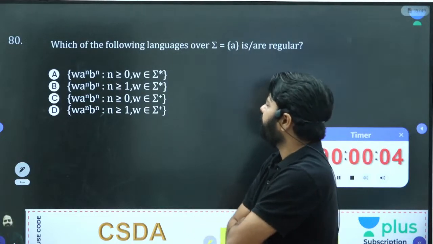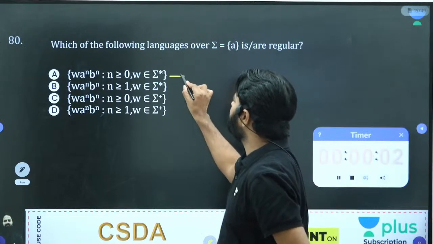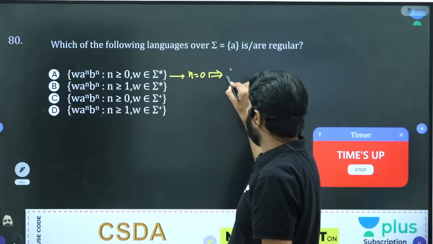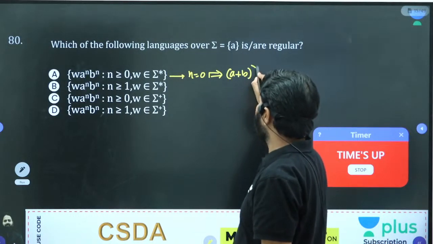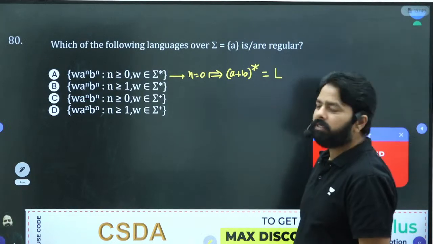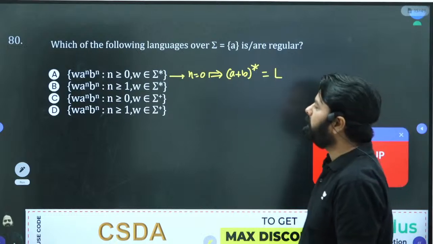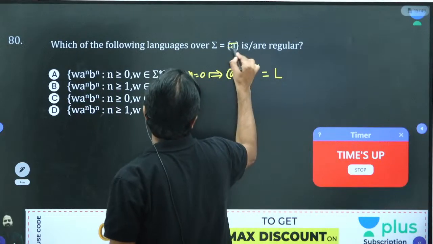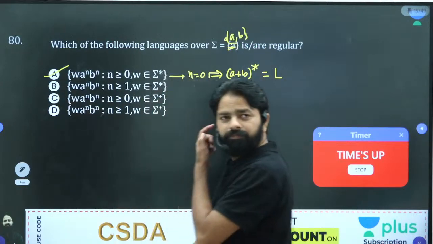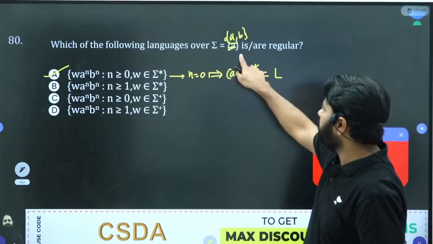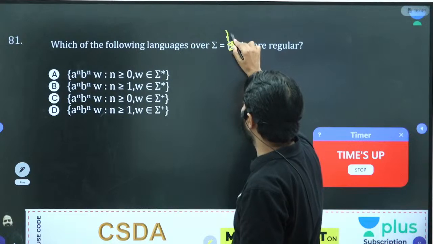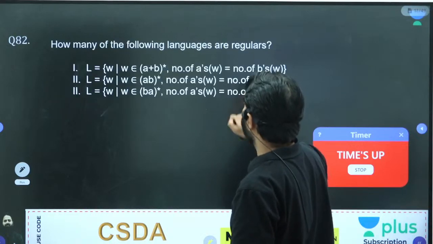Let me check. When you put n is equal to 0, what will you get? You'll get (a plus b) whole star. Is it covering everything? You can believe this is also regular, correct? Because n is equal to 1, 2, 3 is inside it only. So definitely this is regular. Here put a comma b, as I said yesterday. We already changed the data now for all of them. Forgot to edit this. The homework I already mentioned.